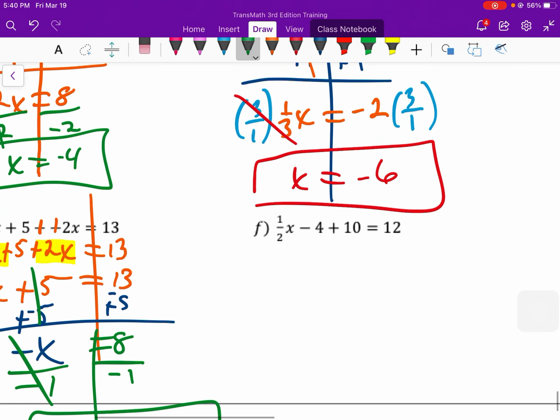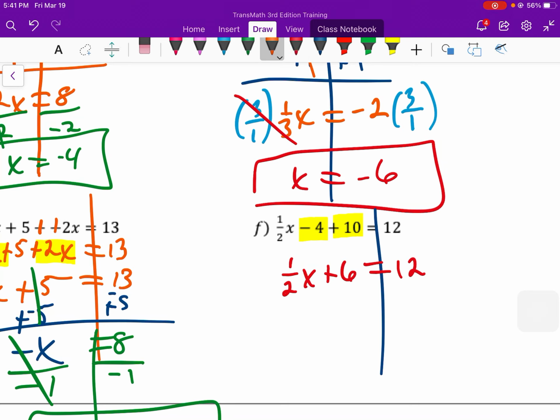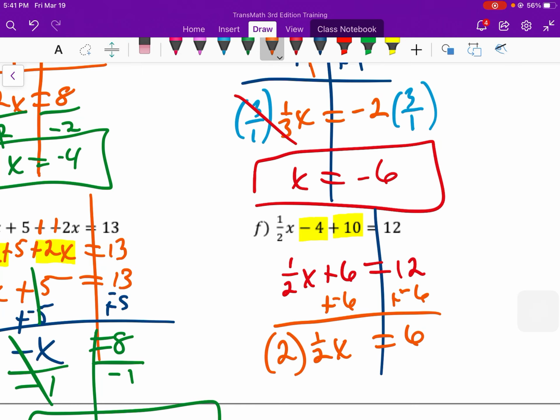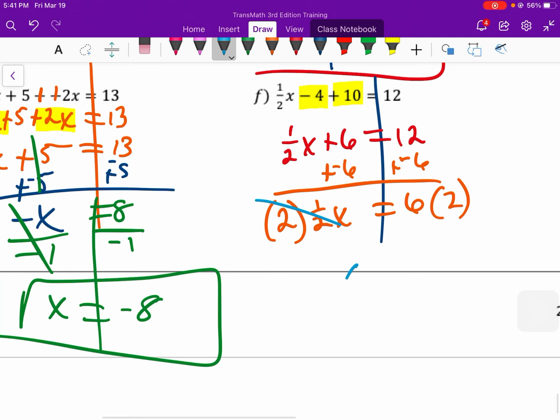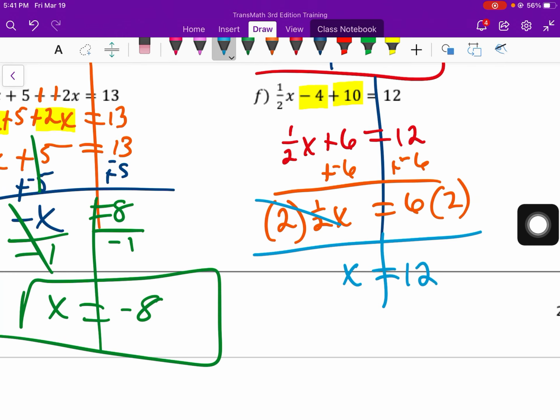One more here. Combine like terms. I do see some like terms. My constants are like. Negative 4 plus 10. So the difference is going to be positive. The difference between 4 and 10 is 6. Equals 12. Now we can do additive inverses. We're going to add a negative 6 to both sides. Half x equals 12 minus 6 is 6. Multiply by the reciprocal. Get a product of 1x, so just x on the left, equals 6 times 2 is going to be 12.